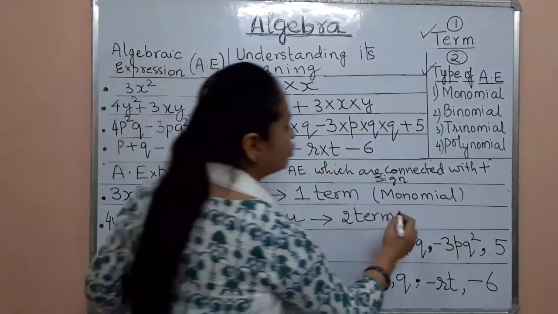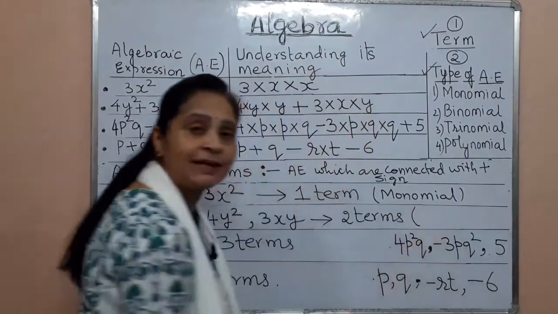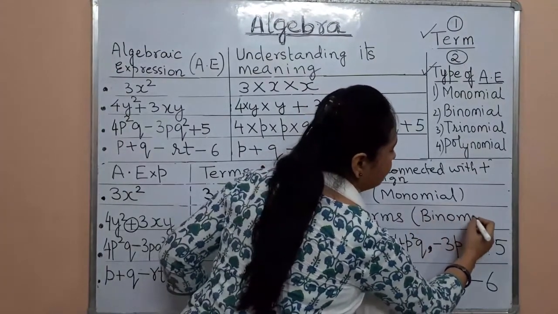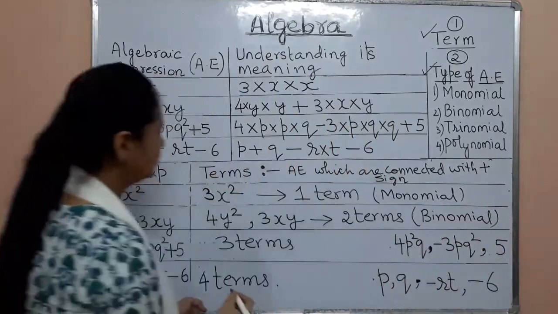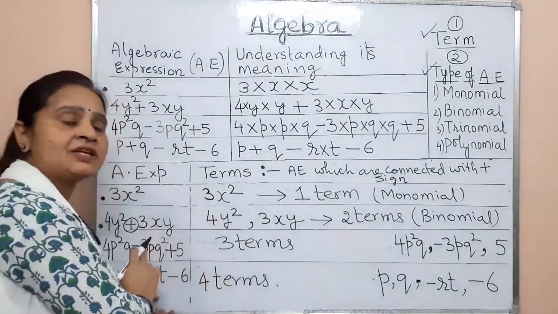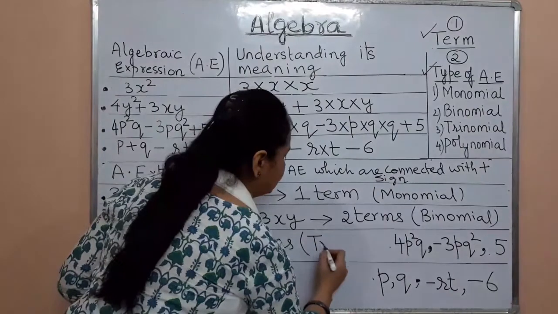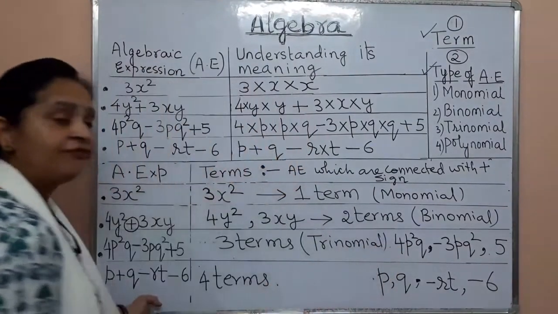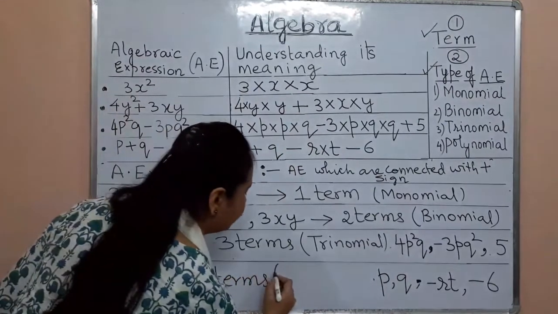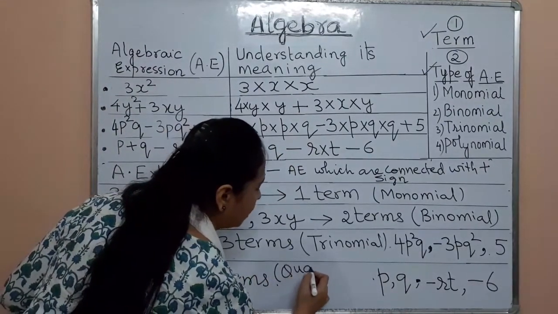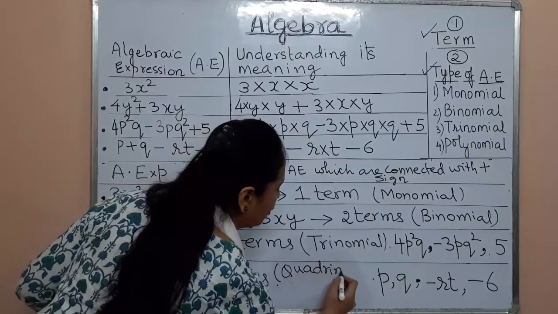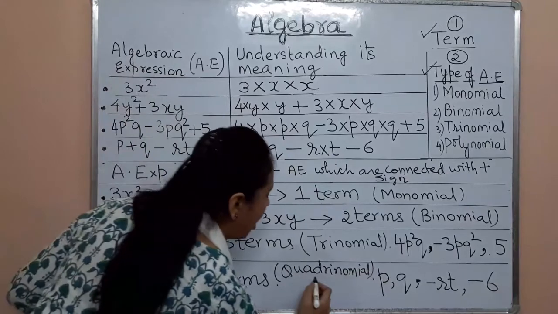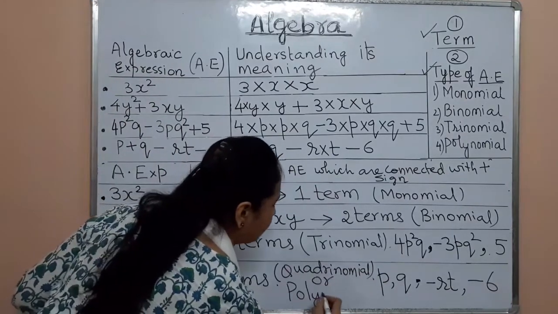Second, if we have 2 terms in our algebraic expression, it is called binomial. Third, if we have 3 terms in our algebraic expression, it is called trinomial. And if we have 4 terms in our algebraic expression, it can be called quadrinomial, or just a polynomial.